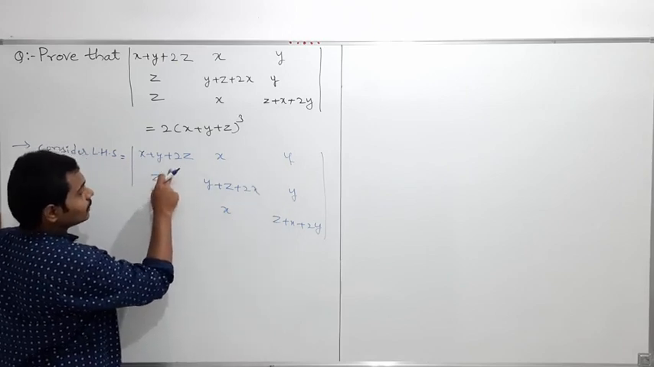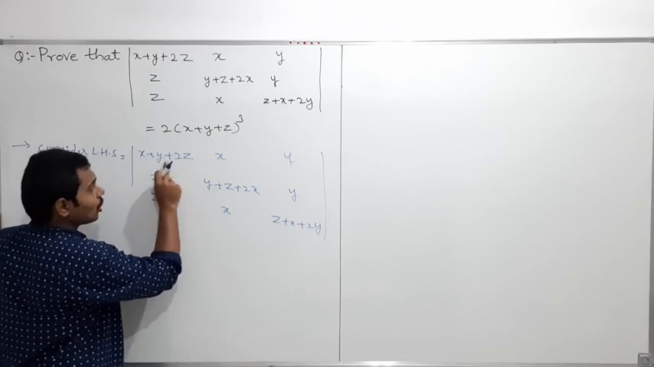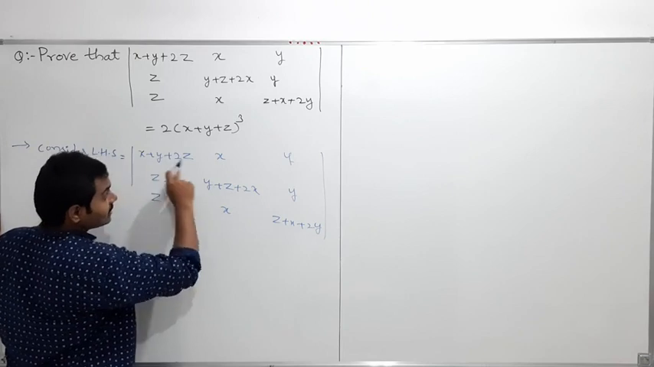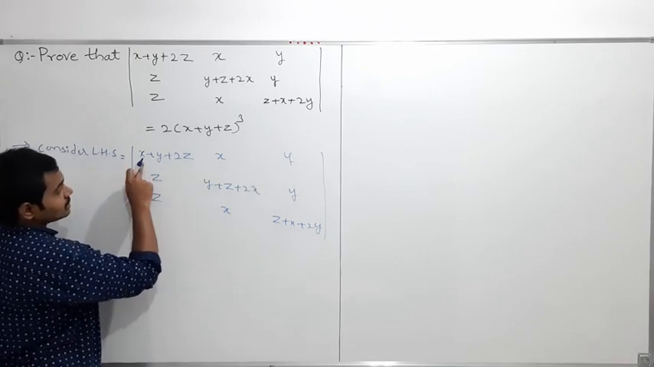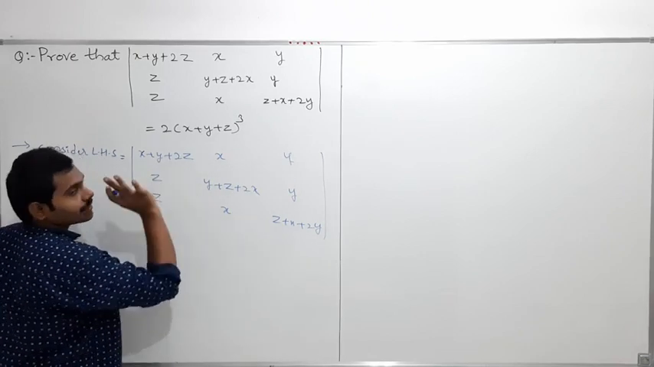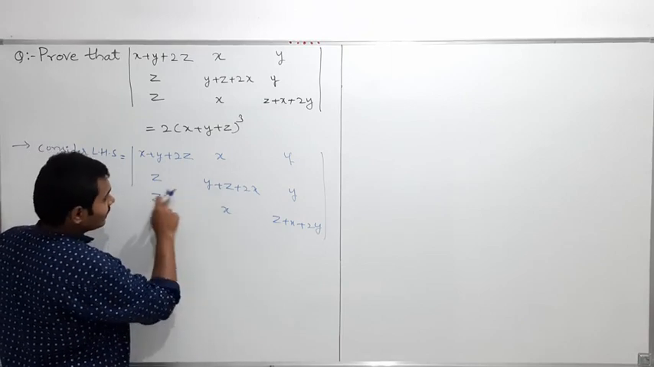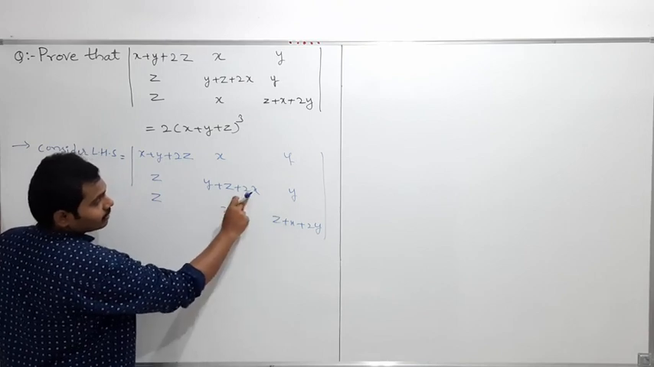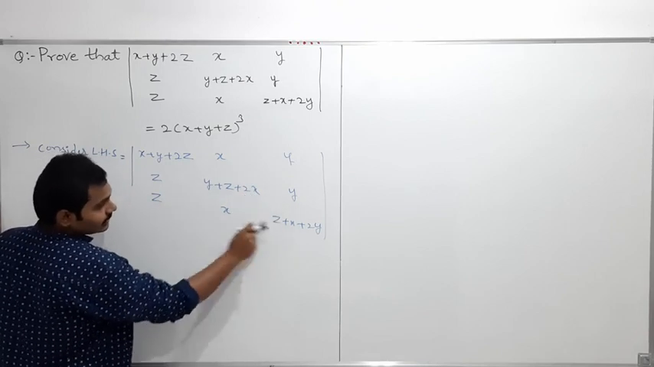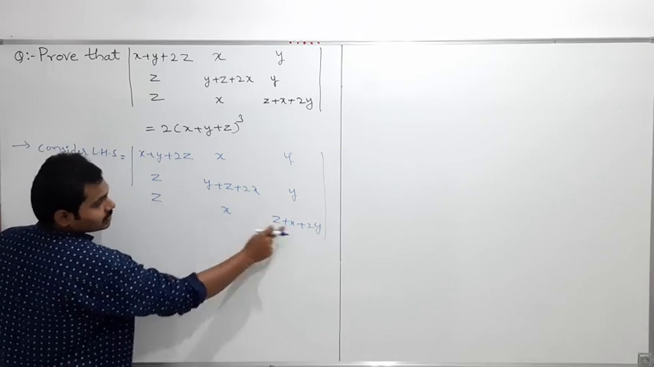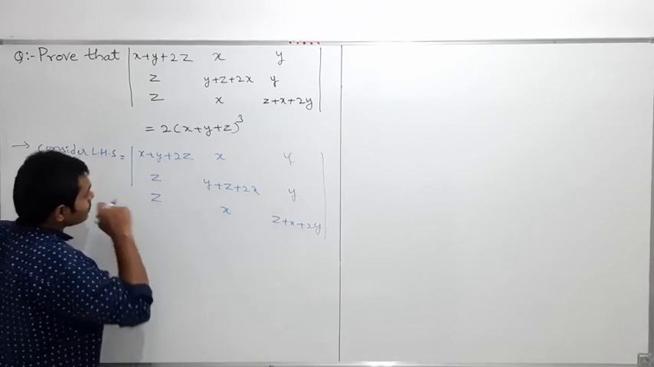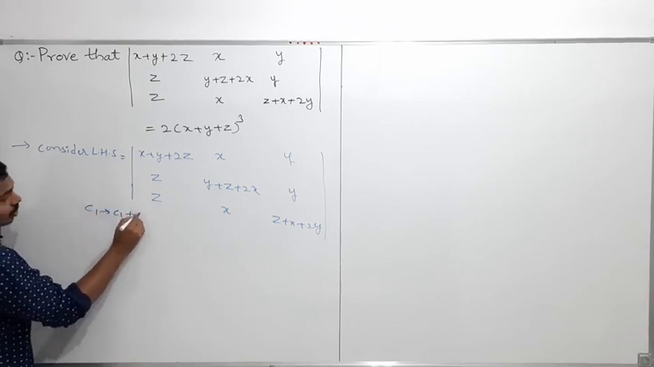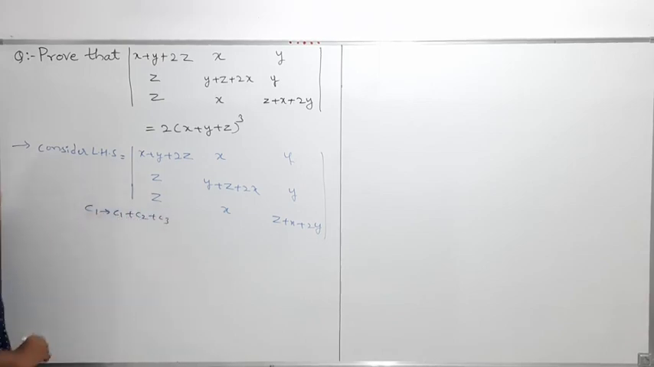So for that reason, what I do: column 1 changes to column 1 plus column 2 plus column 3. If you add these three, you will get x plus x, 2x, y plus y, 2y, and already 2z is there. Similarly, here also z is there, z is there. So z plus z, 2z, y plus y, 2y, and 2x is there. And in this case, z plus z, 2z, x plus x, 2x, already 2y is there. So therefore, what I will do here, column 1 changes to column 1 plus column 2 plus column 3.